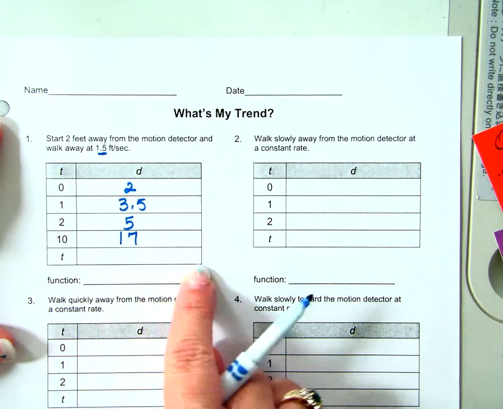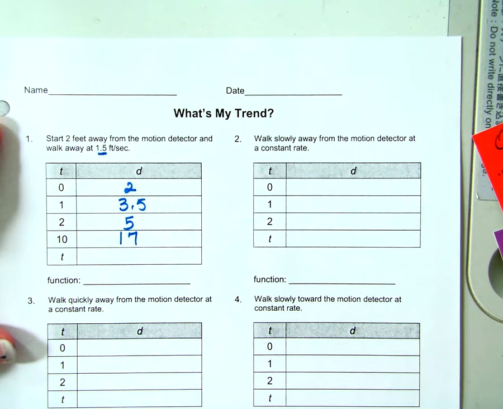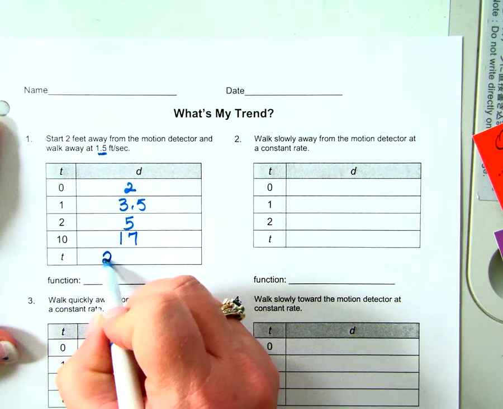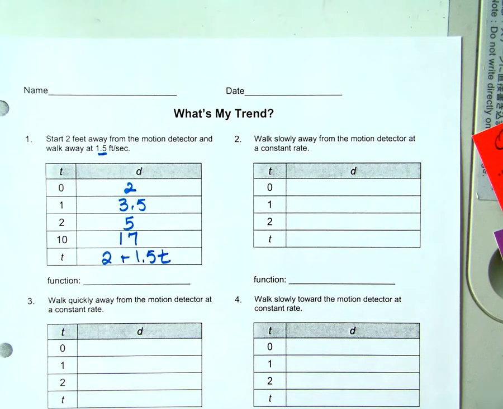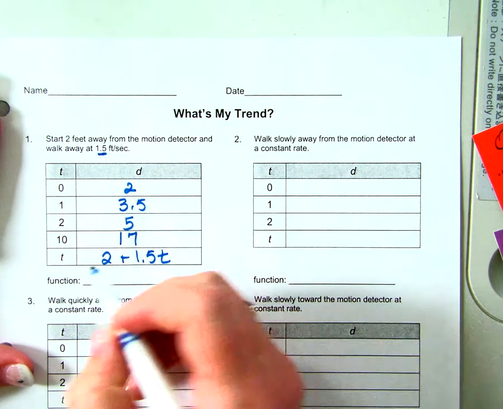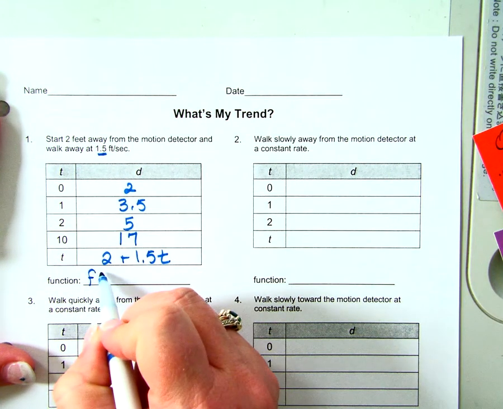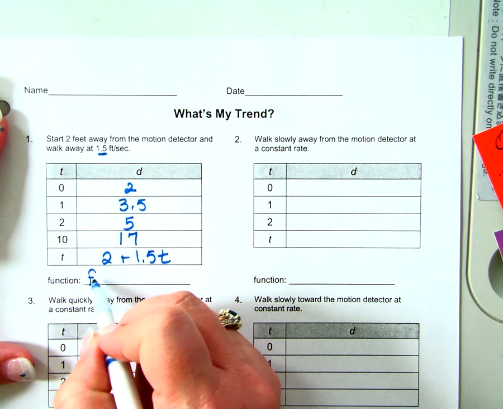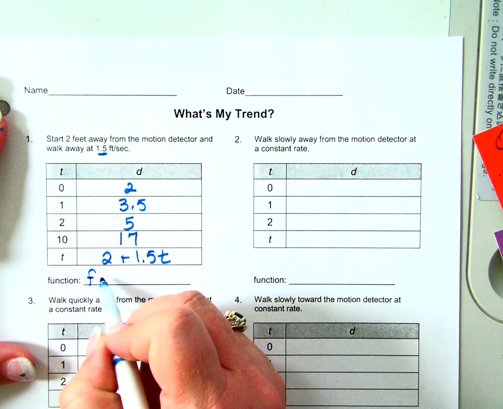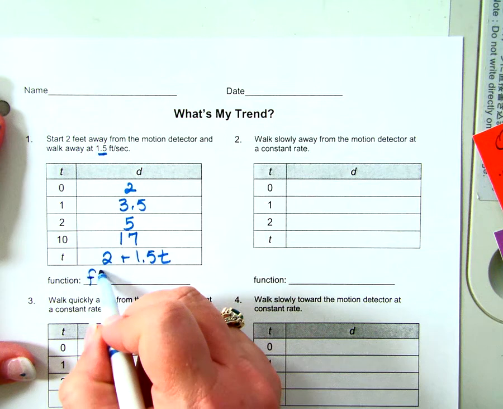What's our distance when t is t? 2 plus 1.5t. Is that the only way we could have written it? How else could we have written it? 1.5t plus 2. Excellent. Okay, so what's my function rule? F of x or f of t? Do we care? No? So let's say f of x then.